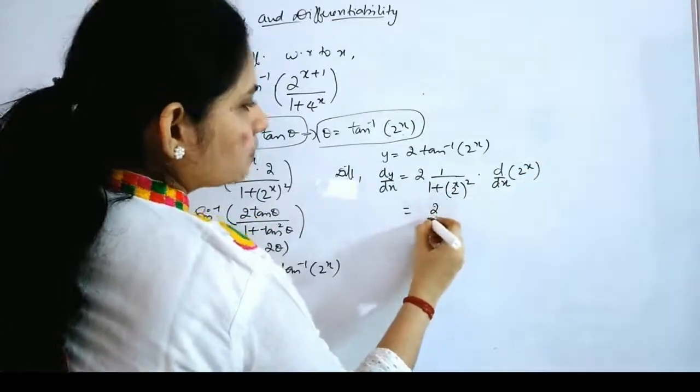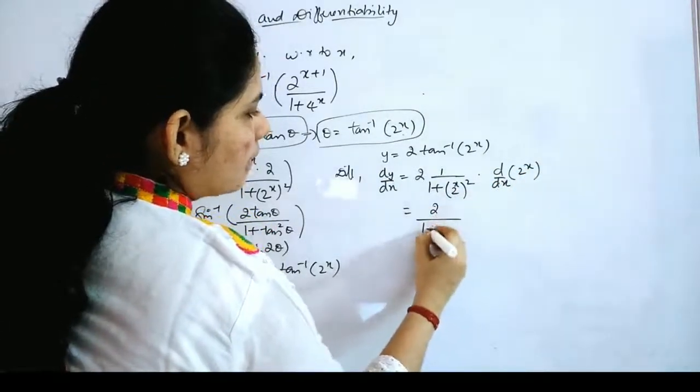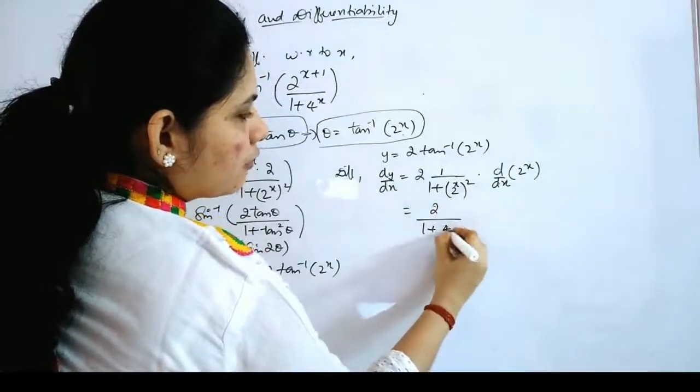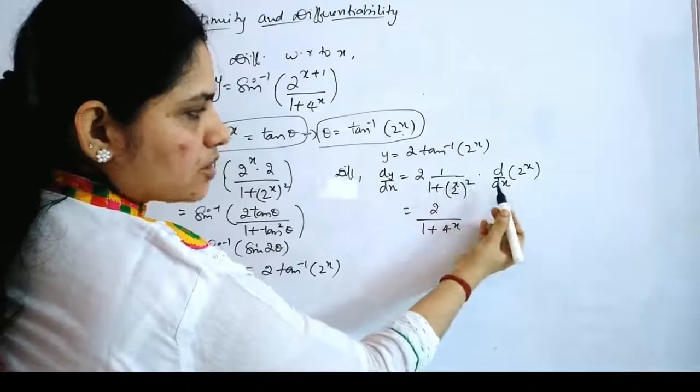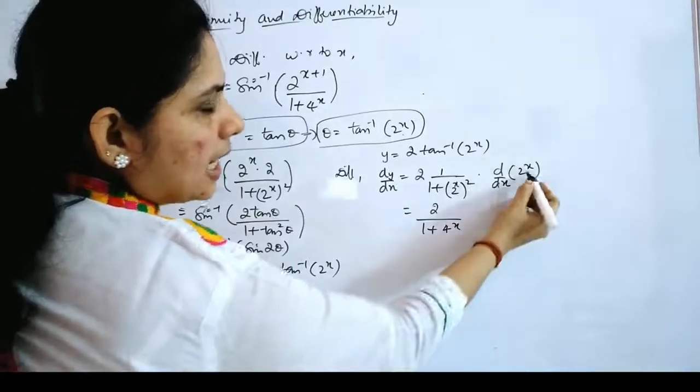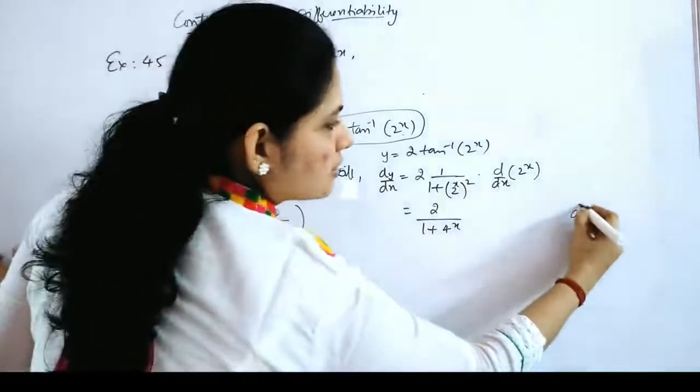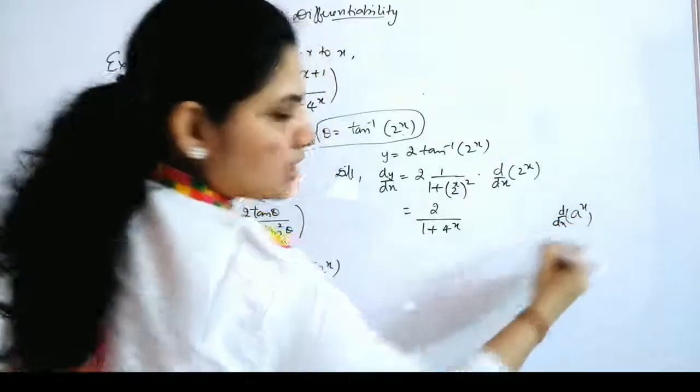So you will get 2 by 1 plus, this can again be written as 4 raised to x, or 2 raised to 2x, or 2 raised to 2 the whole square also. So it is 4 raised to x, and the derivative of a raised to x, d by dx of a raised to x, is what?